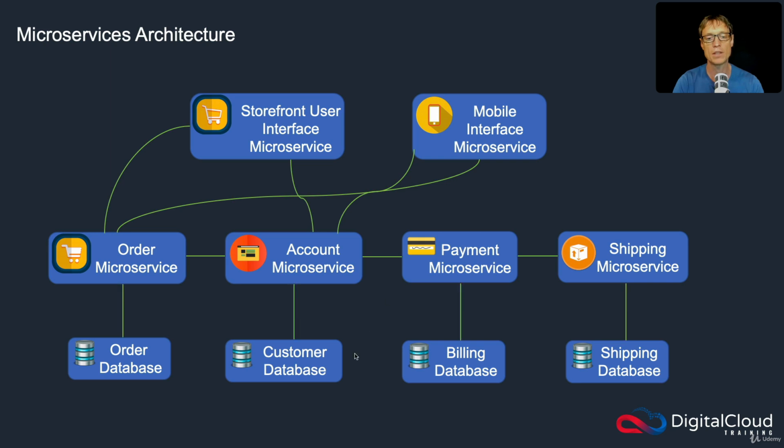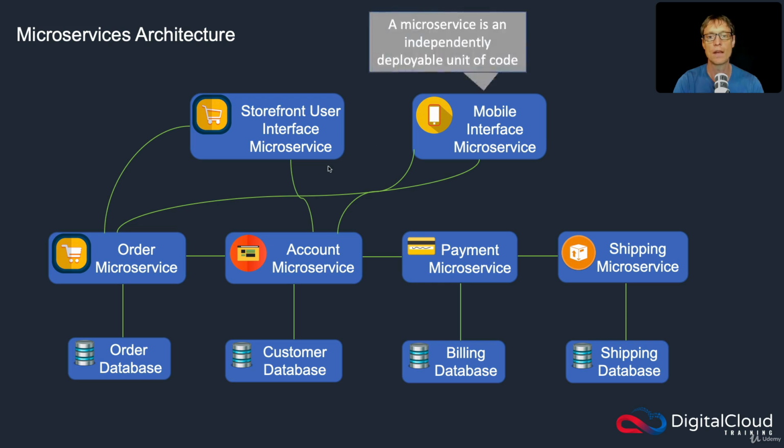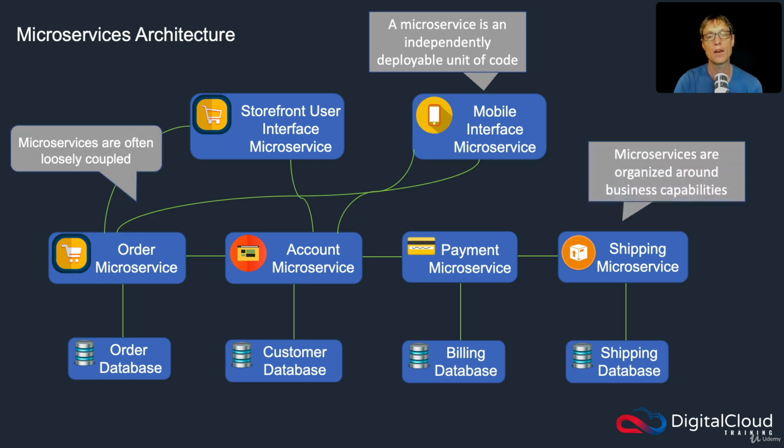And we may separate the databases so we have different databases for different components of the application to store information. So each of these is a separate application that's running, and it can be deployed as what we call a microservice, and that's an independently deployable unit of code. They're often loosely coupled and they're organized around business capabilities.